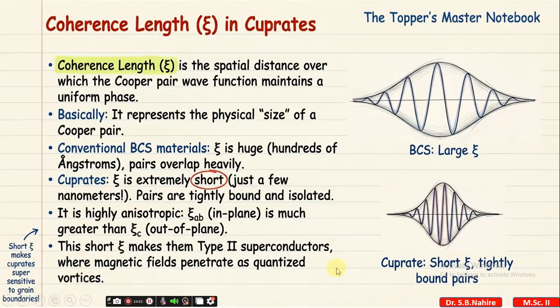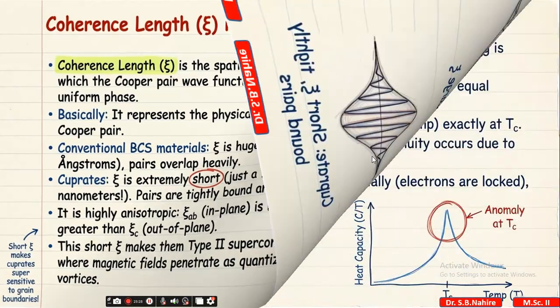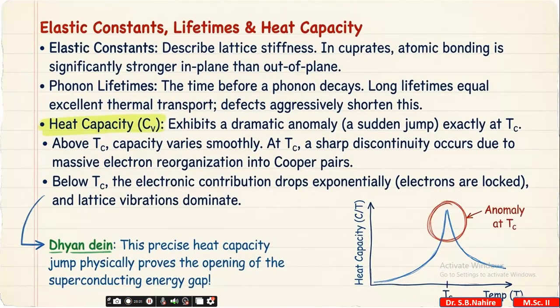Now, look at the diagram on the right side. In BCS superconductors, you can see a large coherence length with overlapping wave functions. But in cuprates, the coherence length is short and the Cooper pairs are tightly bound. Also remember, because of short coherence length, cuprates are very sensitive to defects and grain boundaries. So, remember this key idea. Short coherence length leads to strong pairing but also higher sensitivity to structure. In the next slide, we will study thermal and elastic properties.